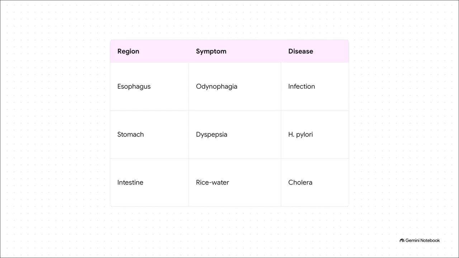Down in the intestines, it's all about the diarrhea pattern. Watery, high-volume, rice water stool points you toward cholera or a toxin. Bloody diarrhea with cramping points to an invasive physical attack.